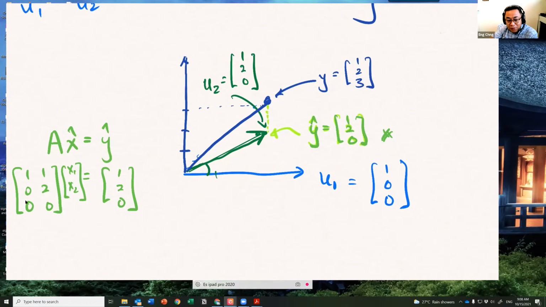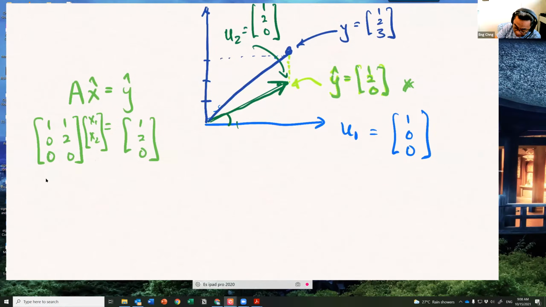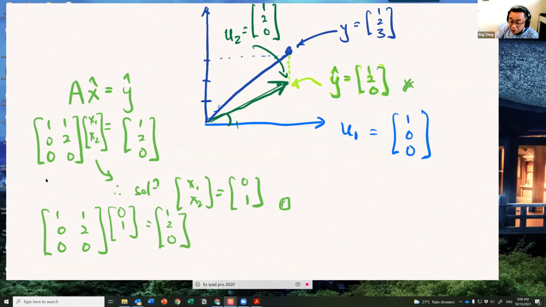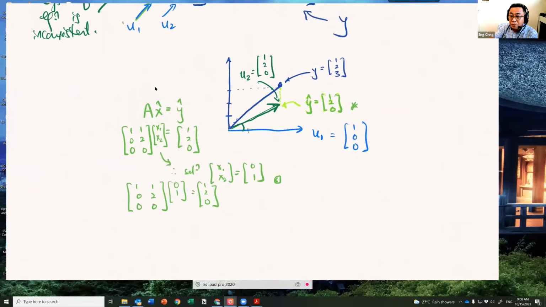Now my columns of A have changed. The only way you can get 1, 2, 0 is setting x1 to be 0, x2 to be 1. So that's the graphical way. Therefore, the solution is x1, x2 equals 0, 1, because then you would see that A times (0, 1) equals 1, 2, 0. Now, this is a graphical way to solve the problem.